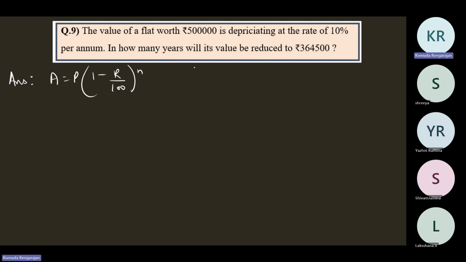So in how many years? We don't know the time, but that's the future. The present worth of the flat is given to you. And you have to find in how many years in the future will the value become 3,64,500. So A will be the future value. A is the future value of the flat, is equal to P, the present value of the flat.